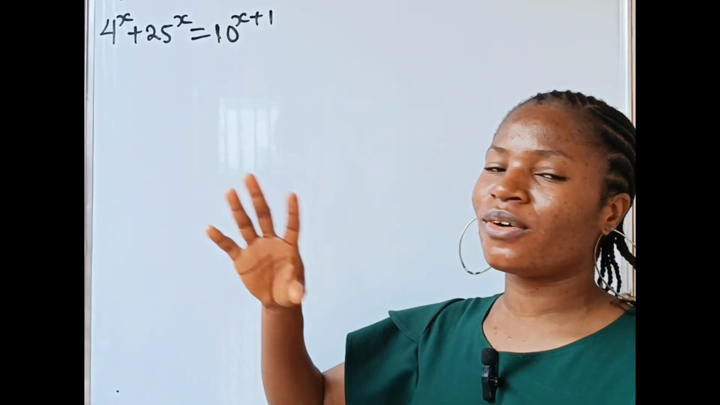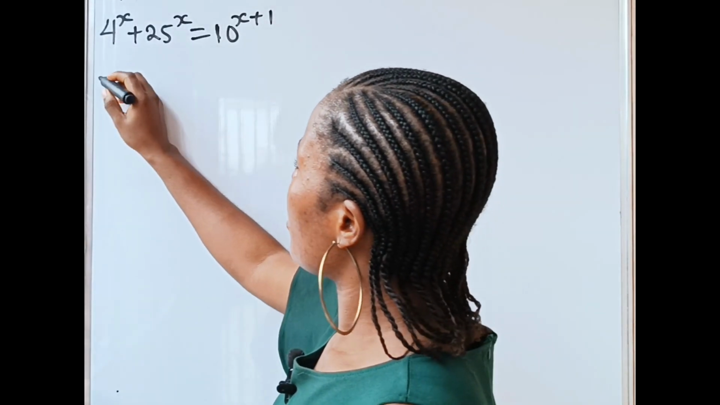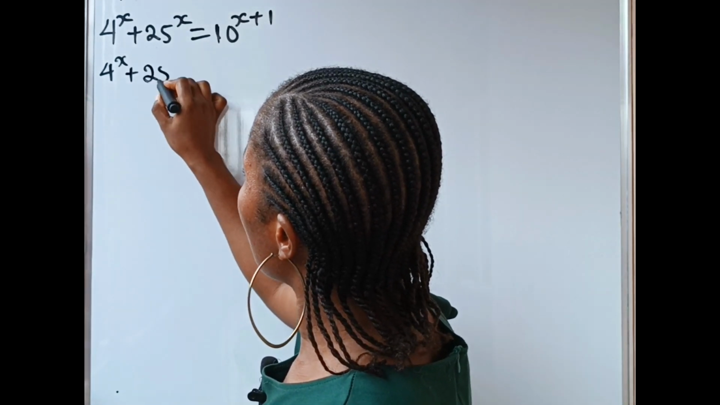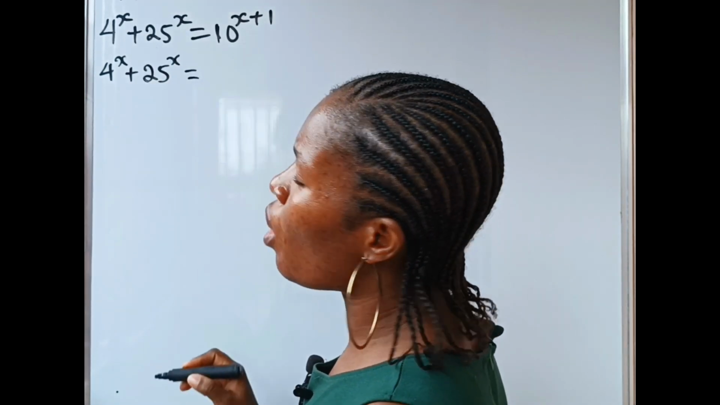Everyone, let's solve for x. Okay, so we have 4 to the power of x plus 25 to the power of x is equal to 10 to the power of x plus 1.